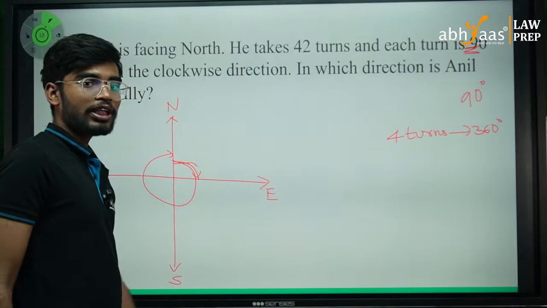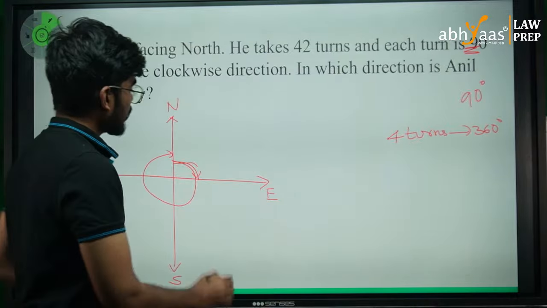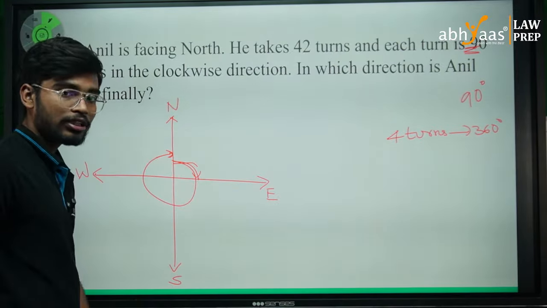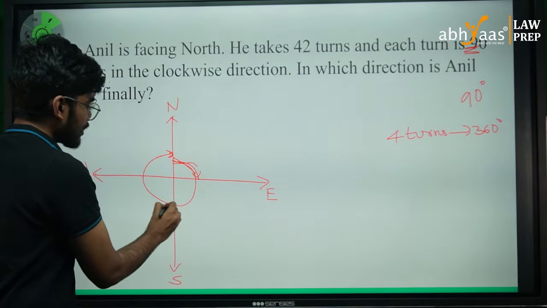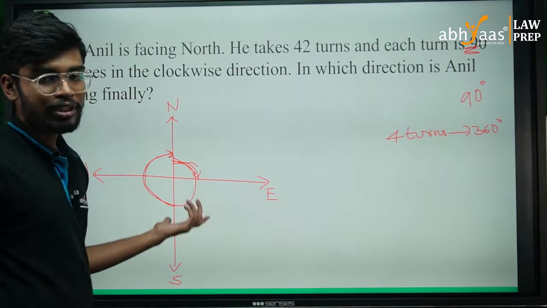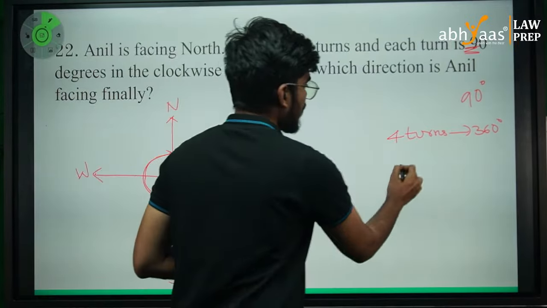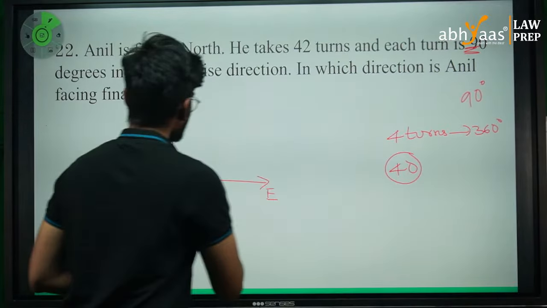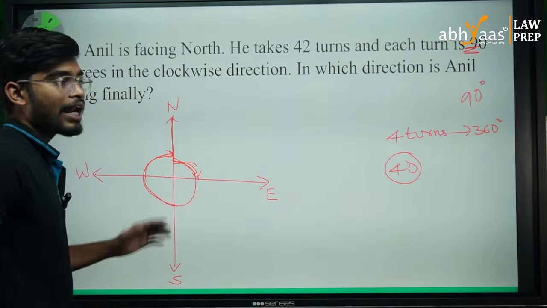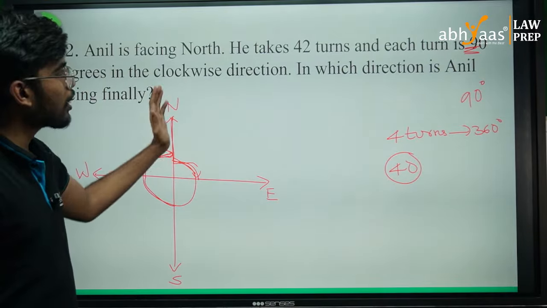40 turns will also be a complete rotation. Yes, right. Why? See, 4 is again facing towards north. 5, 6, 7 and 8. Again, it will be facing towards north, right? So, similarly, 40 turns will also result in the same direction of north. And after that, he is taking 2 turns extra.